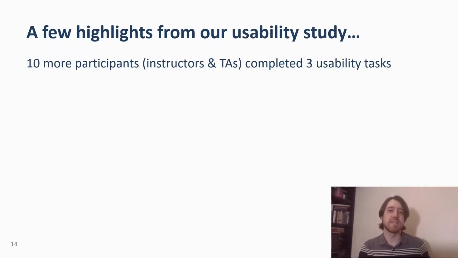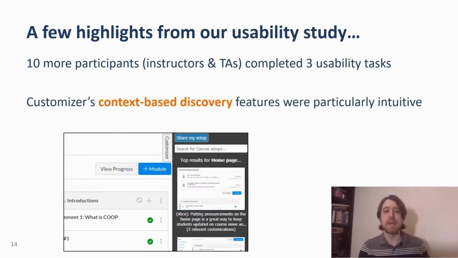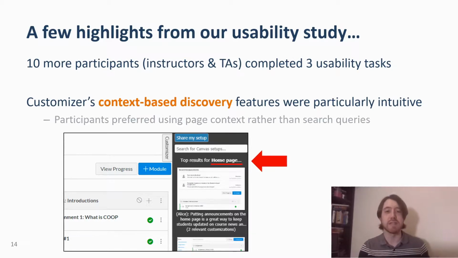To evaluate this design, we ran a usability study with a different group of 10 post-secondary educators, giving them 3 tasks to perform using Customizer on the Canvas LMS. So I'll briefly go through some of our high-level findings from this study. First, one of the strong points in the discovery interface was its page-specific retrieval of customizations, so finding ones that affect the current page in context. And this was something that participants primarily relied on to complete the tasks, even though they also had the ability to use free-form search queries to find specific customizations.